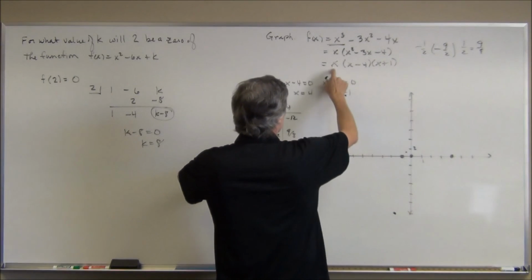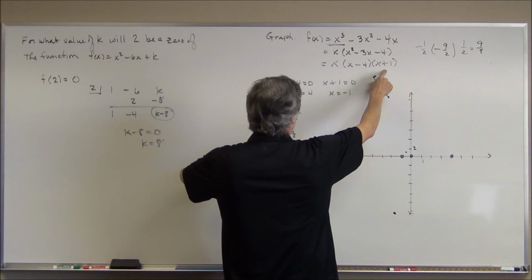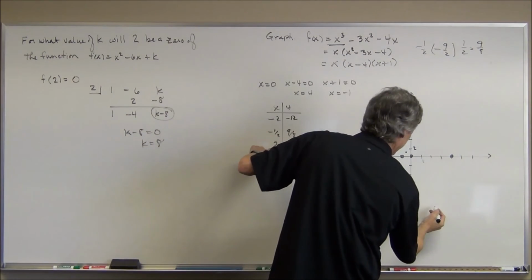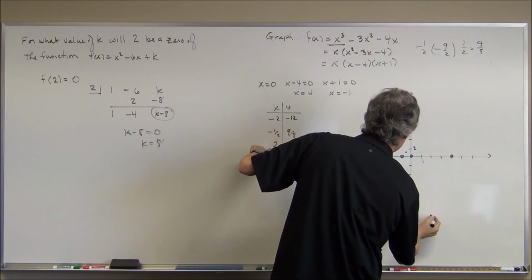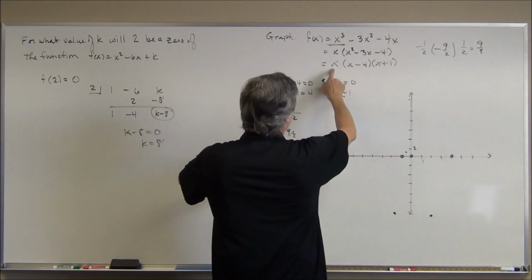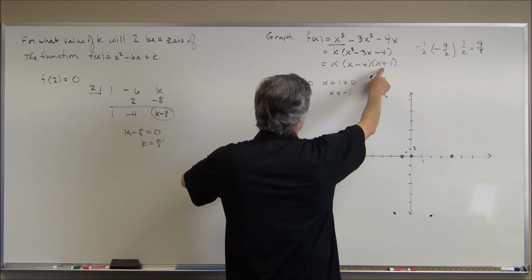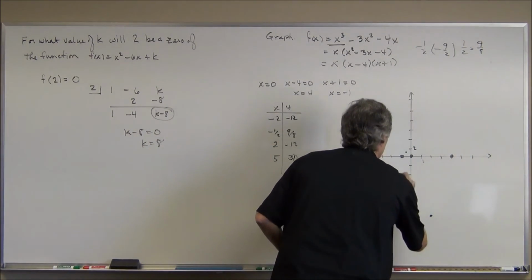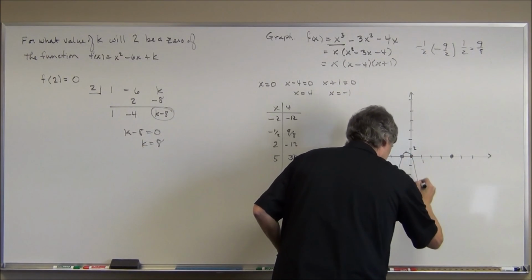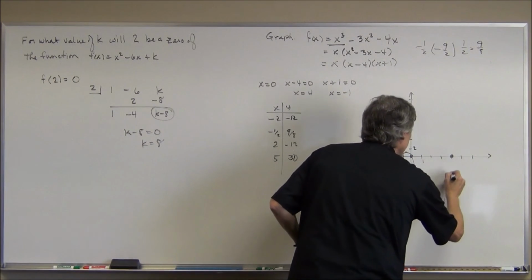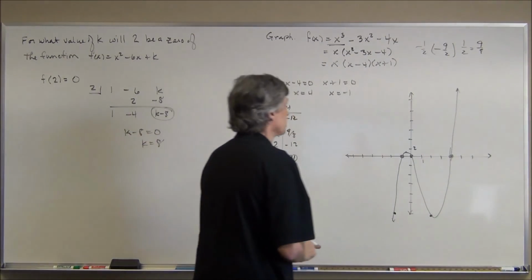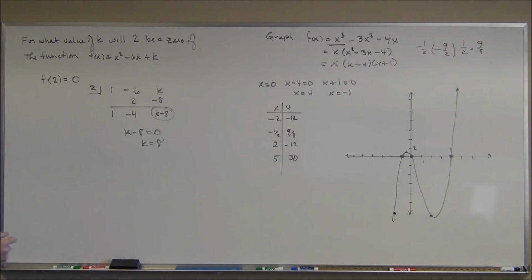Plug 2 in. 2 times negative 2 is negative 4, times 3 is negative 12. Oh, I got that negative 12 again. That's kind of nice. So way down here. And then if I plug 5 in, I get 5 times 1 times 6 is 30. So that's going to be off the top here. So it comes up, goes through here, comes back down, goes through here, and then goes up pretty steep. And there's the graph, and that is the end of your review. Good luck with your studies, and good luck with your test tomorrow.